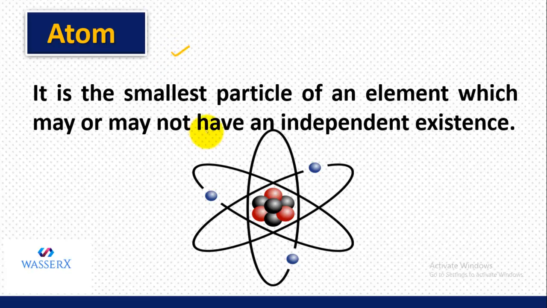So what is an atom? We can define it as the smallest particle of an element which may or may not have an independent existence. So an atom is regarded as the smallest particle and it may exist independently or it may exist in a combination. Later in this video we are going to study everything related to the atom: the structure, the electron, proton, neutron.